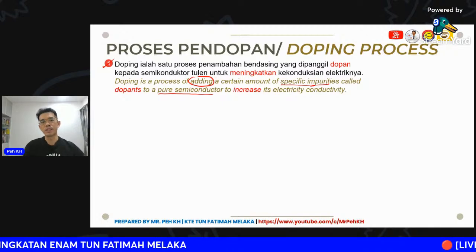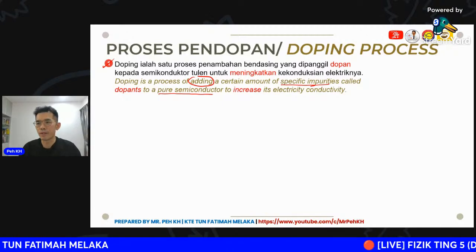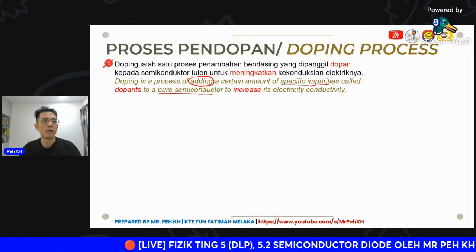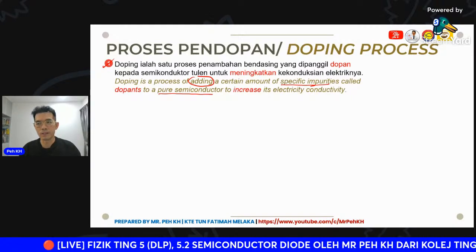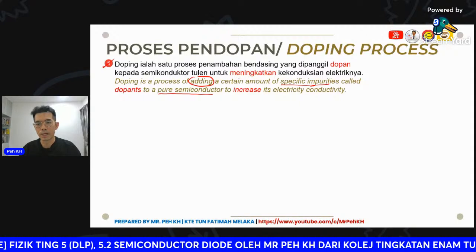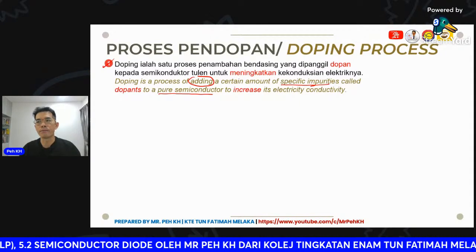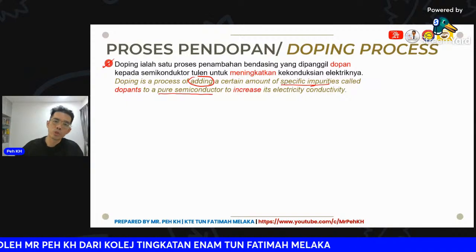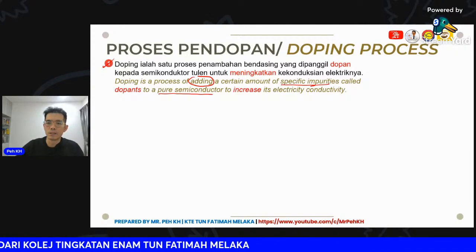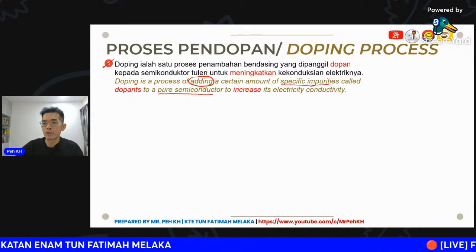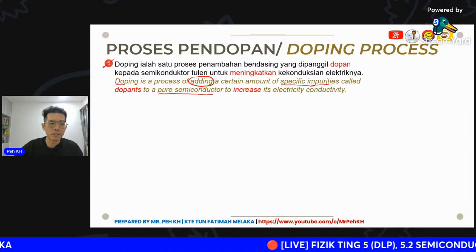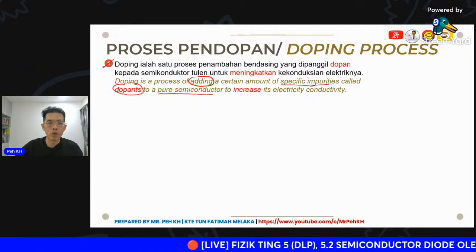Just now we mentioned already, for the pure semiconductor, we have the examples of silicon and germanium. Both will have free electrons and holes at high temperature. But the numbers of holes and electrons are actually not very many. So the numbers of electrons and holes can be increased by adding dopants to the pure semiconductor.